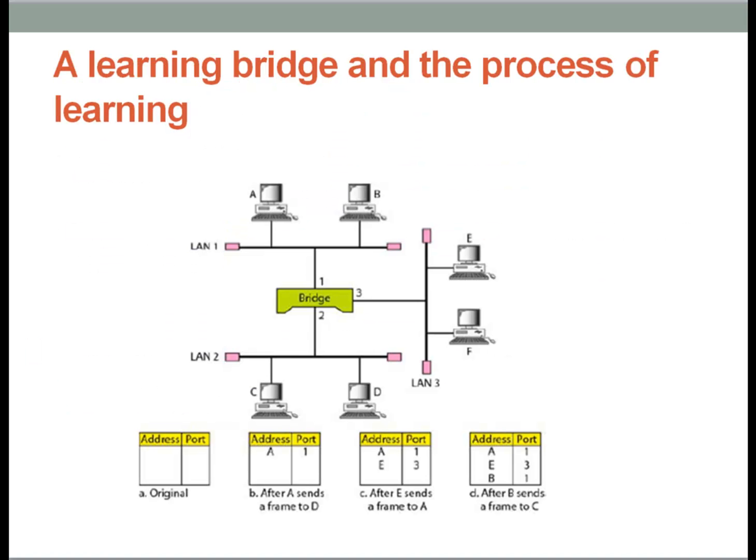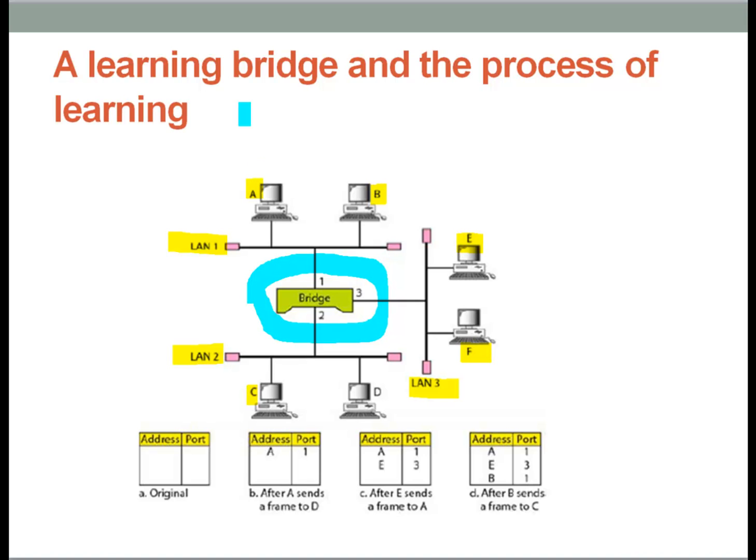You can see a learning bridge and the process of learning. We are going to explain now. All of you look at this diagram carefully. See, this is PC A, this is PC B, PC C, PC D, E, F. There are 6 machines available now. So this is LAN 1, local area network 1, this is local area network 2, and this is local area network 3. There are 3 local area networks connected in this bridge. So with this bridge, we are connecting 3 local area networks.